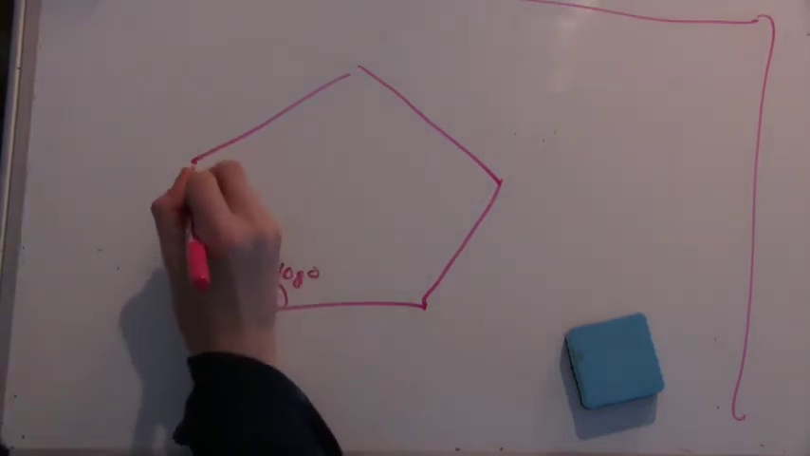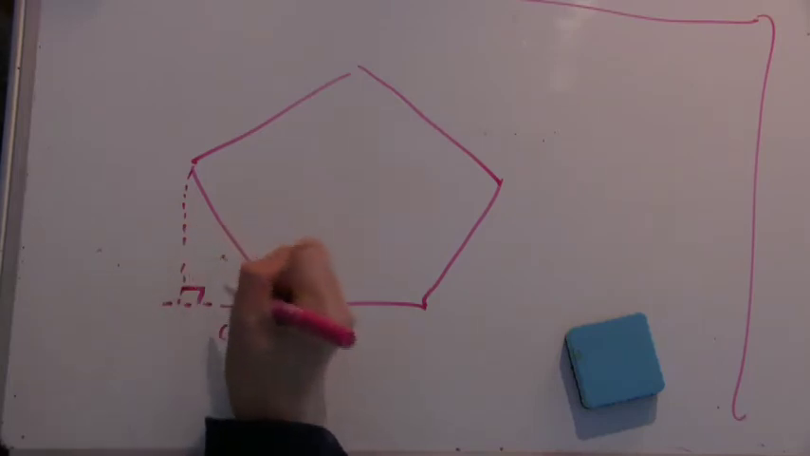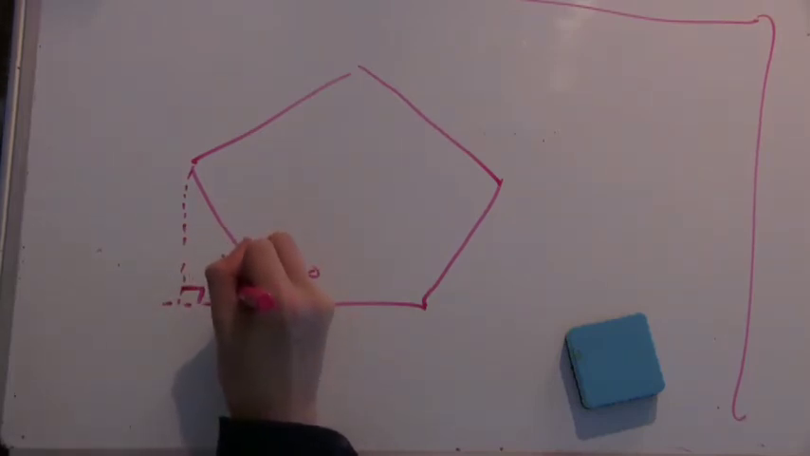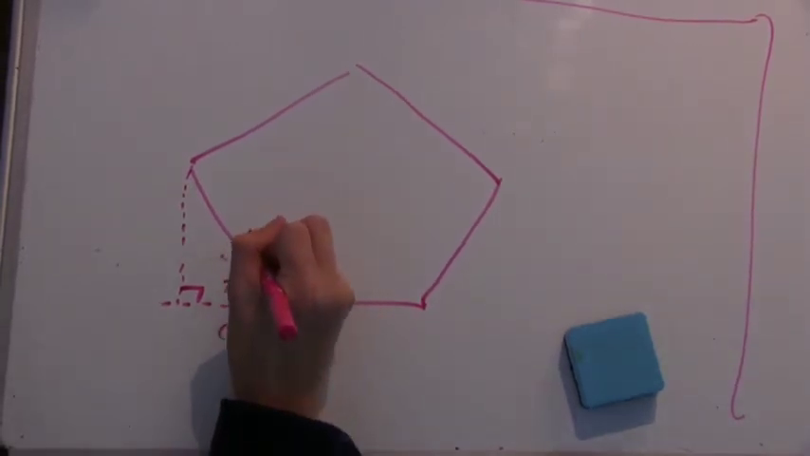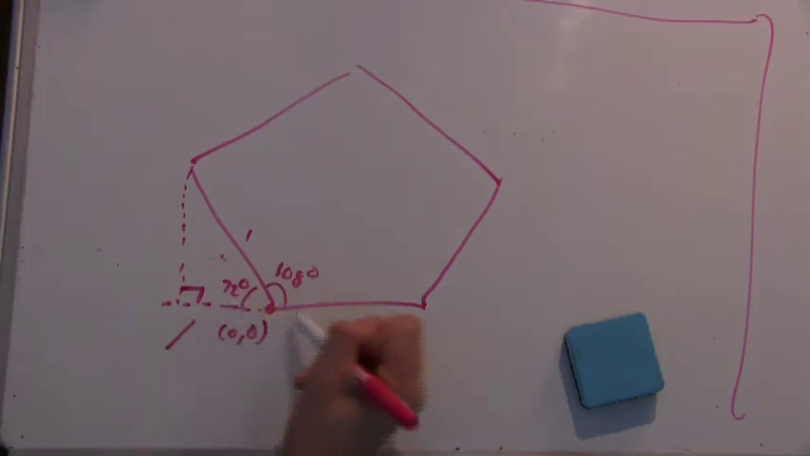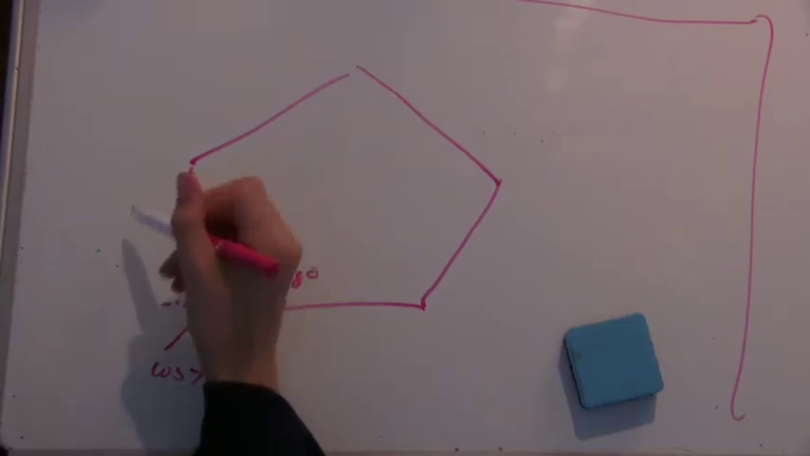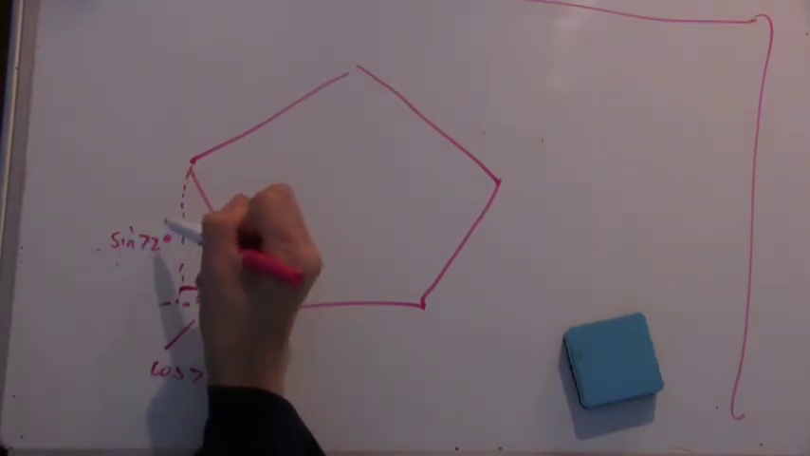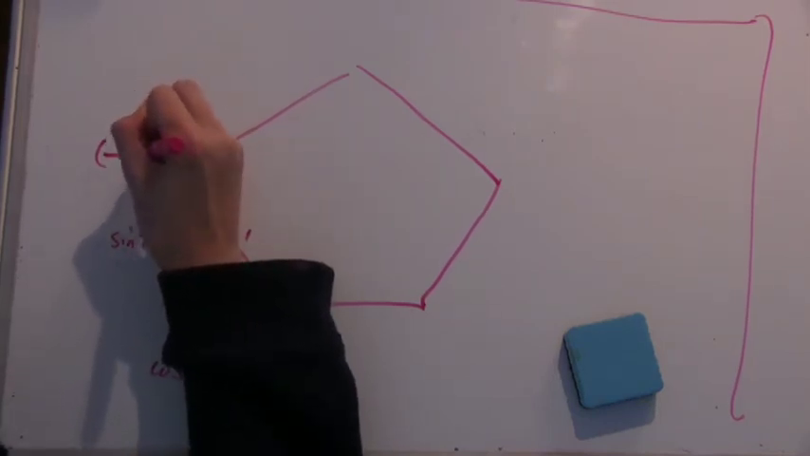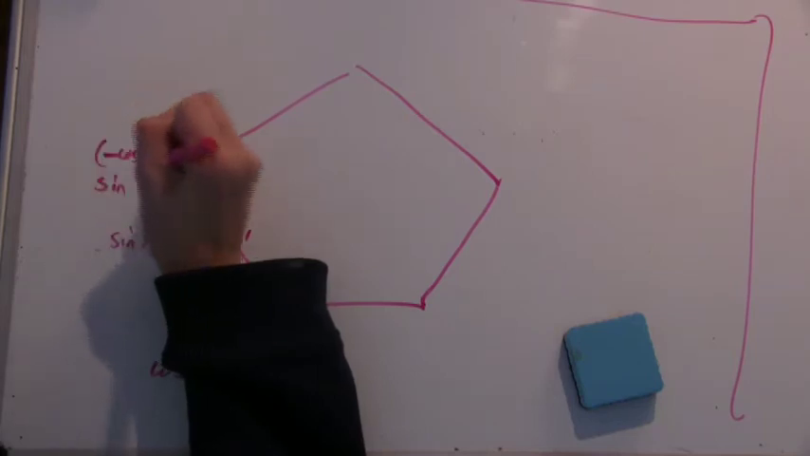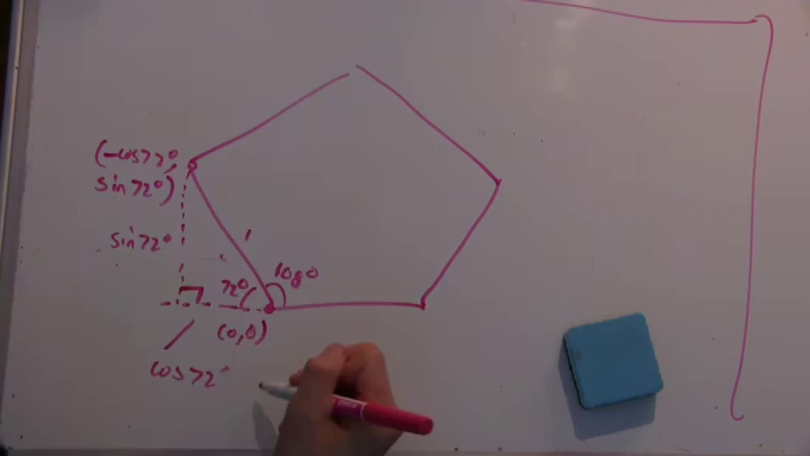So that means if we drop a perpendicular here and extend this side, this angle here is going to be 72 degrees. Since this is 1, we know that we're going over in this direction cosine of 72 degrees, and we're going up sine of 72 degrees. So then we figure out that this point is negative cosine of 72 degrees, sine of 72 degrees, since we're going the other way in the x direction.